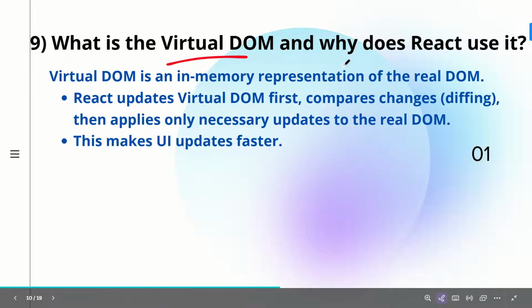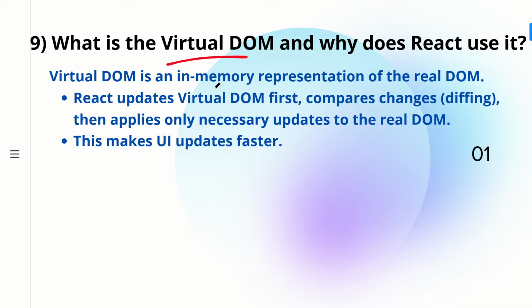What is virtual DOM and why does React use it? Virtual DOM is an in-memory representation of the real DOM, a lightweight copy of our real DOM. React updates the virtual DOM first. If there is any change happening in our DOM, you are adding some element, removing some element, or whatever you're doing, all the updates are done in the virtual DOM, because it is a lightweight copy. If React had to make the same changes again and again in the real DOM, it would be a burden and it would make our website slow.